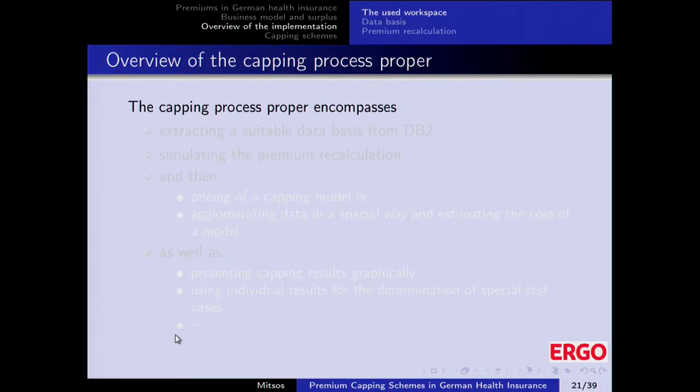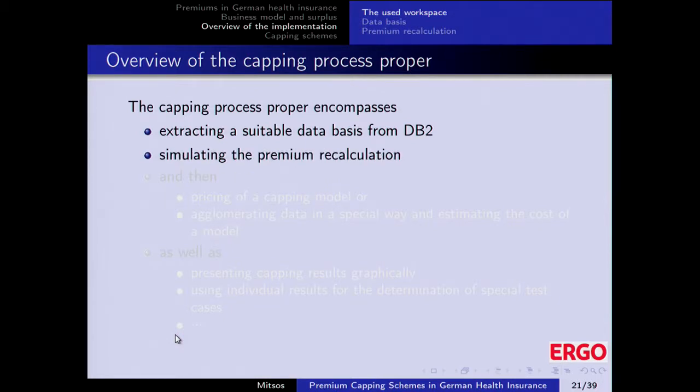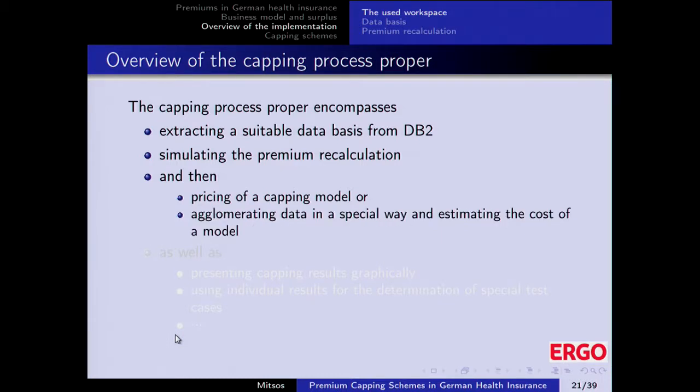The capping process itself starts with extracting databases from DB2. All our productive database data are on DB2 databases. Then the second task is to simulate the premium calculation and then do the pricing of the capping model. Or else, we agglomerate the data in a special way that allows the estimation of the cost of the model in very short times.